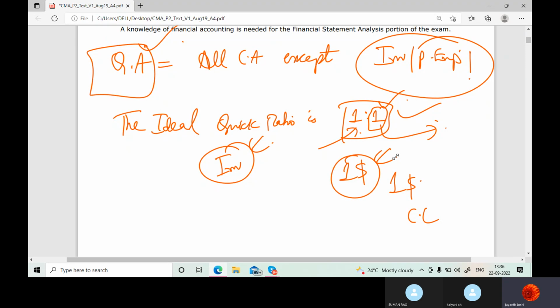Now I am taking only a few current assets and excluding some current assets which are major ones. Excluding that, whatever I am left with is more than enough for me to repay this. In fact, I may have more than $1 to repay. But if I consider all the current assets, correct or wrong?